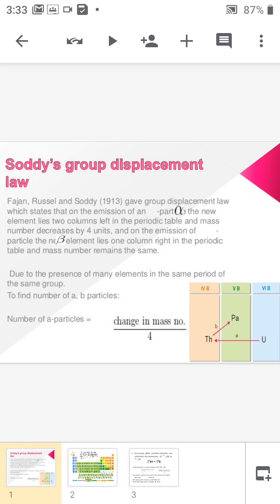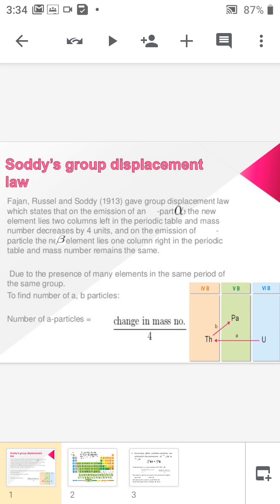So according to Soddy, we can determine the position of the parent and daughter element after the radioactive changes in the periodic table. That means we can determine the position of the parent nuclei, and after the radioactivity we can also determine the position of the daughter element in the periodic table. That is the advantage of the group displacement law.